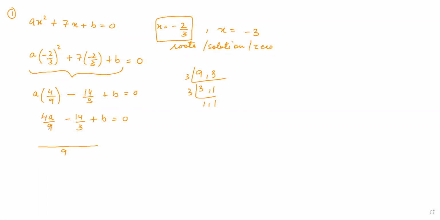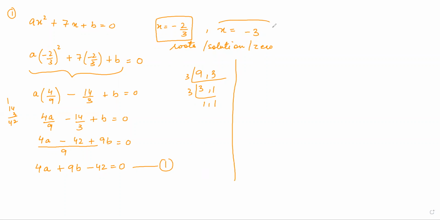Okay, so that becomes 9 into 1 and 1 into 4a remains 4a. Minus 3 into 3 is 9 and 3 into 14. So how much is 3 into 14? 42, right? And plus 9b is equal to 0. So you cross multiply, 9 into 0 will become 0. So you're only left with 4a plus 9b minus 42 is equal to 0, right? That's my equation number 1.